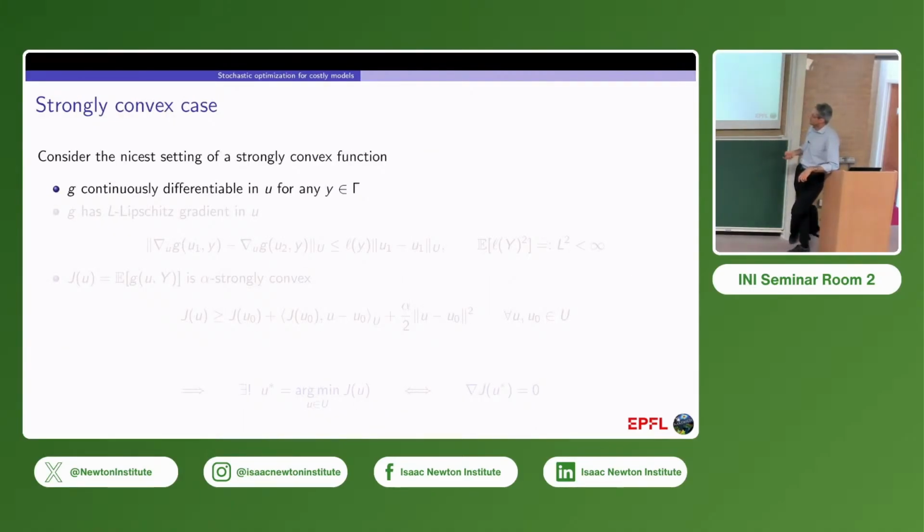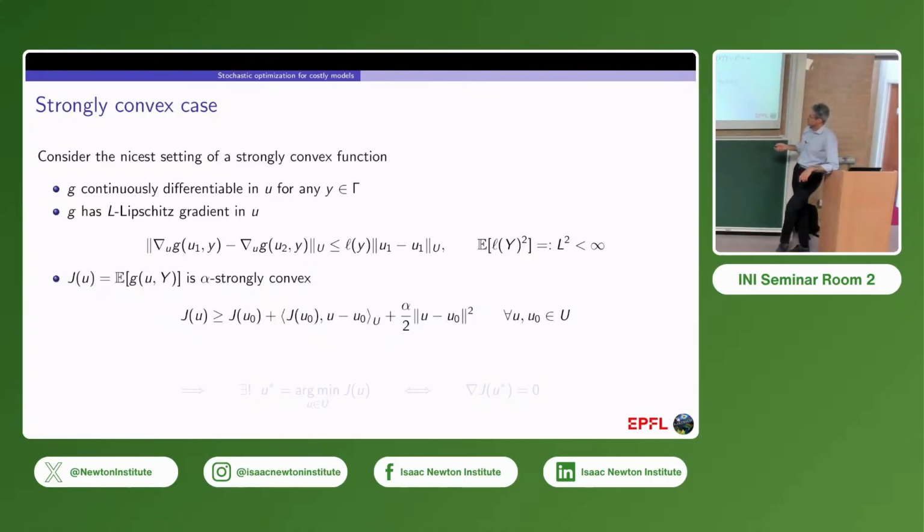So as I said, I will focus on the strongly convex case. I assume that g is continuously differentiable in u, the design variable, for any outcome of the random variable. The gradient is L-Lipschitz continuous, with a constant that may depend on y, but this Lipschitz constant is square integrable with respect to the underlying measure. And the functional J is alpha strongly convex, so we have a lower bound on the Hessian of this average of g. Then in this setting, there exists a unique minimizer of this functional J, which is also the unique stationary point. So we are after the stationary point of the function J.